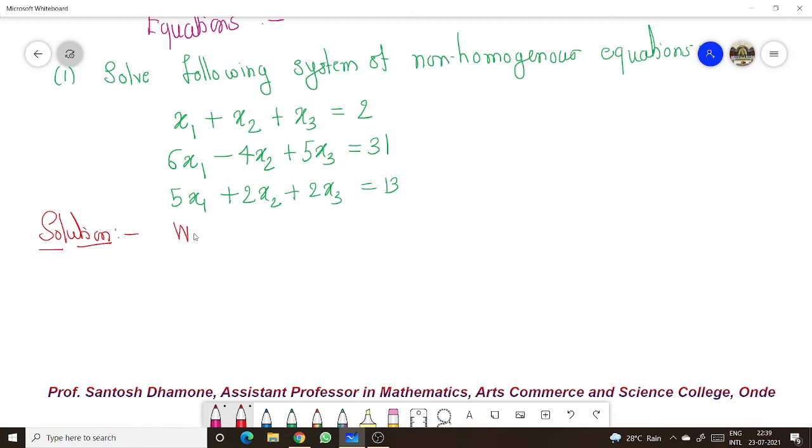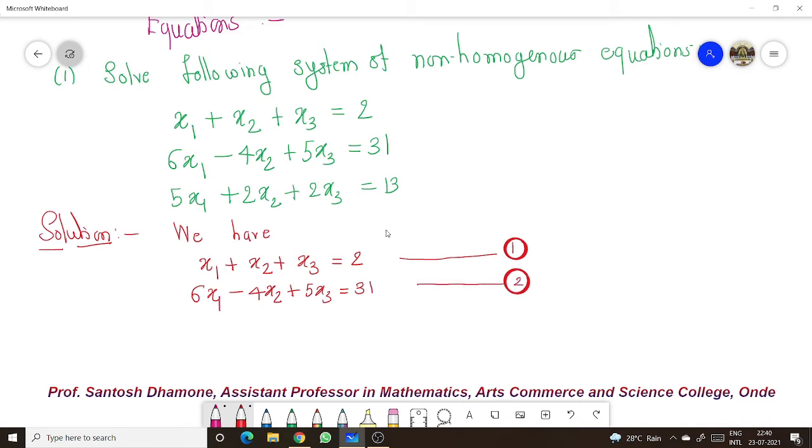We have x1 plus x2 plus x3 is equal to 2. This is equation first. 6x1 minus 4x2 plus 5x3 is equal to 31. Equation second. 5x1 plus 2x2 plus 2x3 is equal to 13. Equation 3.